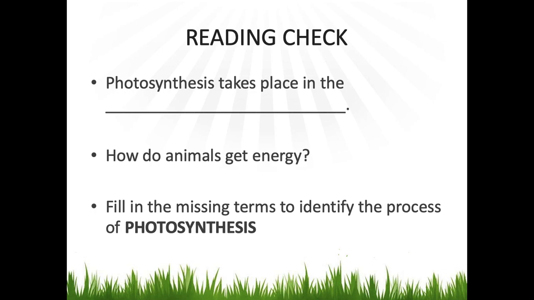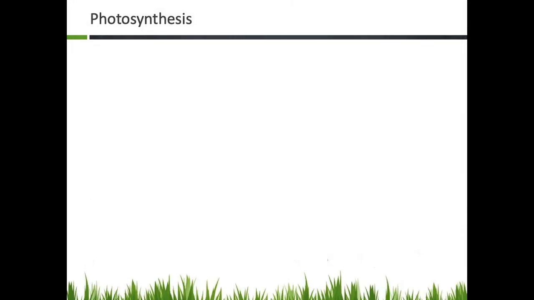Okay, so did you find the answers in the reading check? Photosynthesis takes place in the plant cells, particularly the chloroplast. And how do animals get their energy? Well, the food that the plants make, the animals eat that. That's how animals get energy. At the bottom of your note-taking guide, you'll find the process of photosynthesis. Let's fill out those steps.